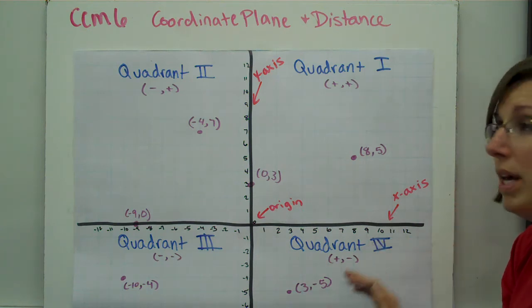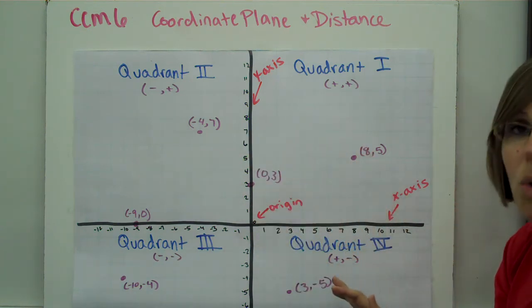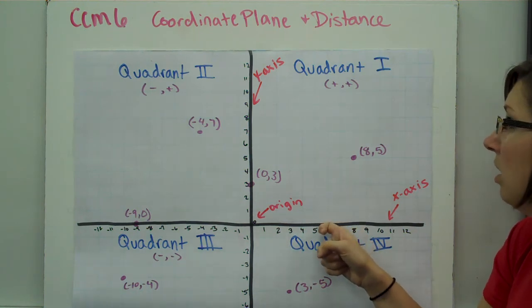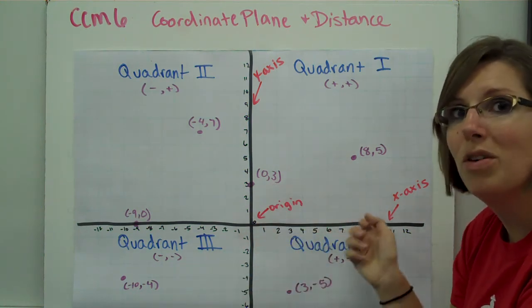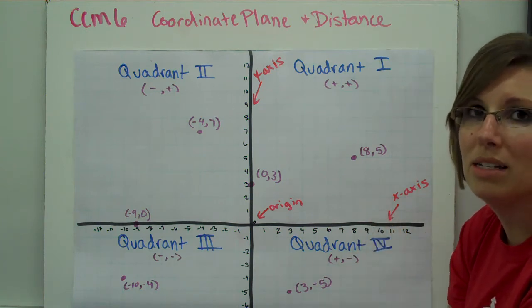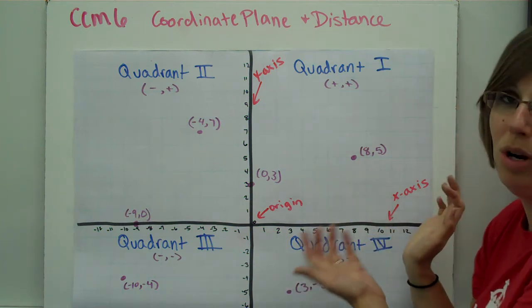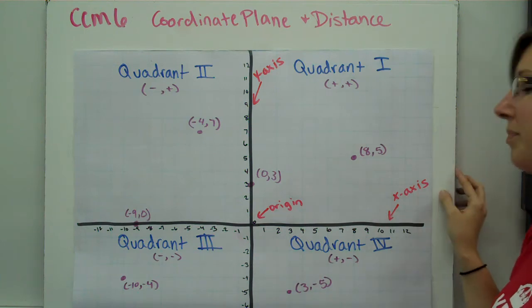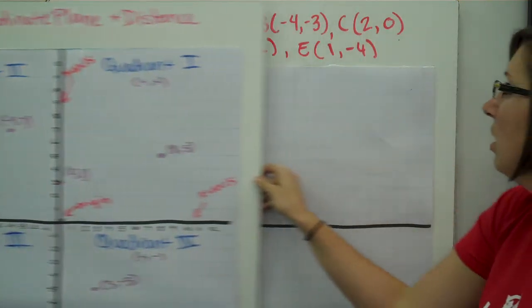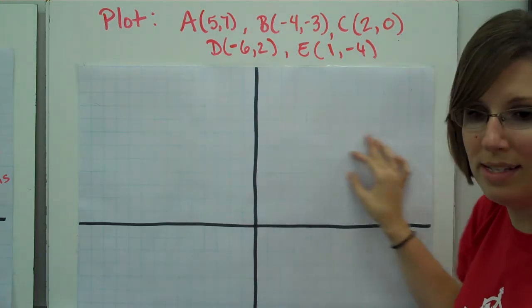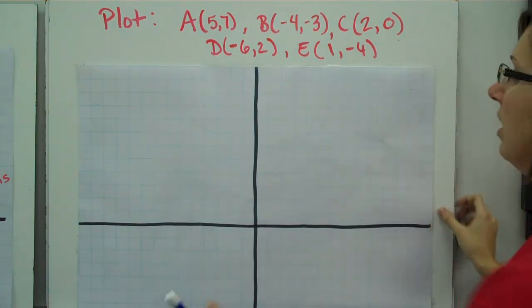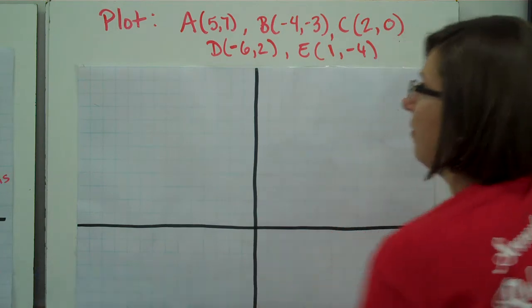Points are allowed to be in any quadrant and on the x or the y-axis. That's okay if a point lands on the x or y-axis. We just have to make sure we label our points accordingly. So let's plot some points. Let's start with the first one here.